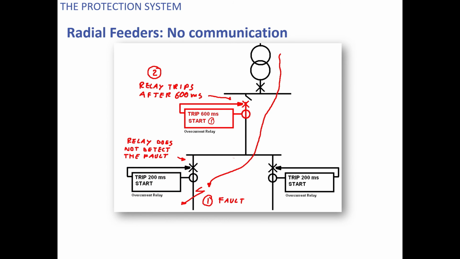But suppose that this relay doesn't detect the fault. What happens then? The upstream relay, since it detects the fault, will operate, but it will take a time of 600 milliseconds. So after 600 milliseconds, this upstream feeder will trip and your power flow on both these feeders will be disturbed.